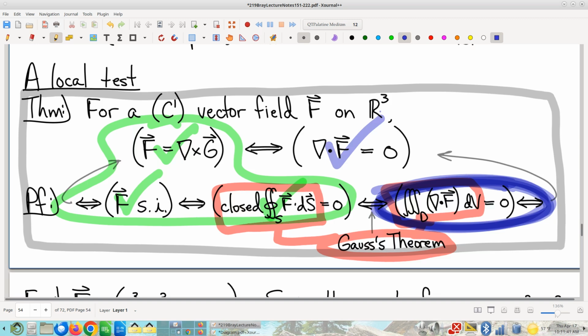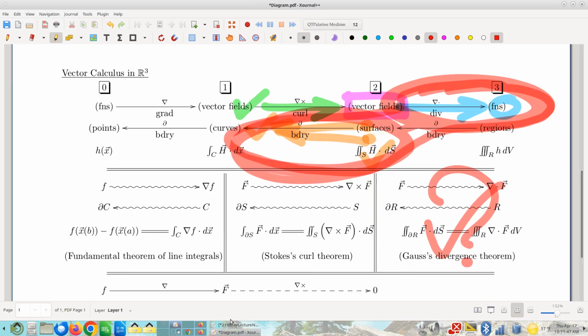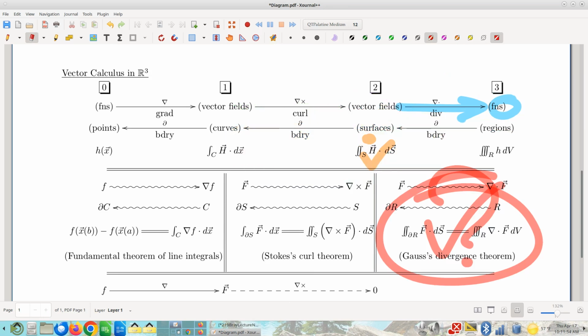So, super analogous to what we saw. And again, as predicted, Gauss's theorem is the thing that makes it work. So, very cool. Keep in mind, part of my goal here, I have multiple goals in showing you this stuff.